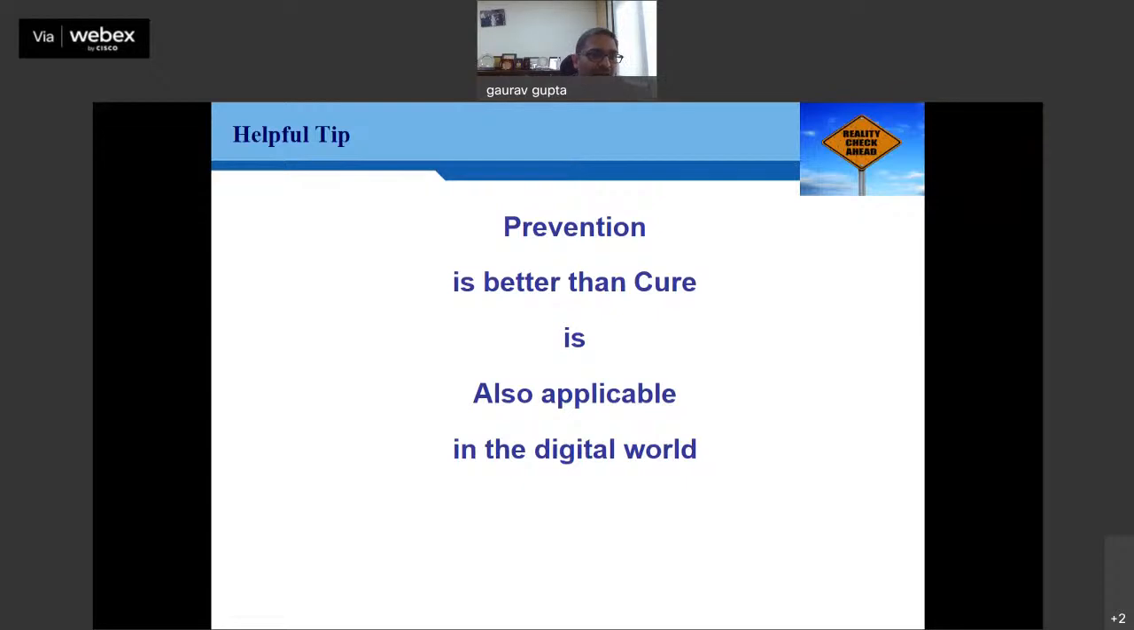We should not open an attachment from an unknown sender. We should not visit porn sites. We should not download anything which is not supposed to be downloaded. We should not download any application from anywhere other than the Play Store, because all these are basic hygiene things which we need to follow and at times we don't.